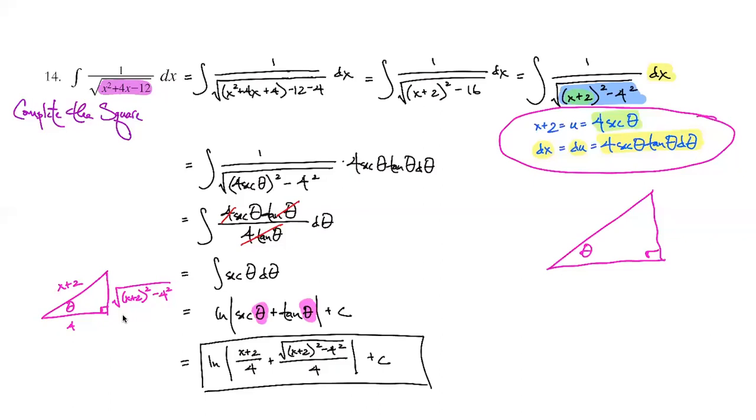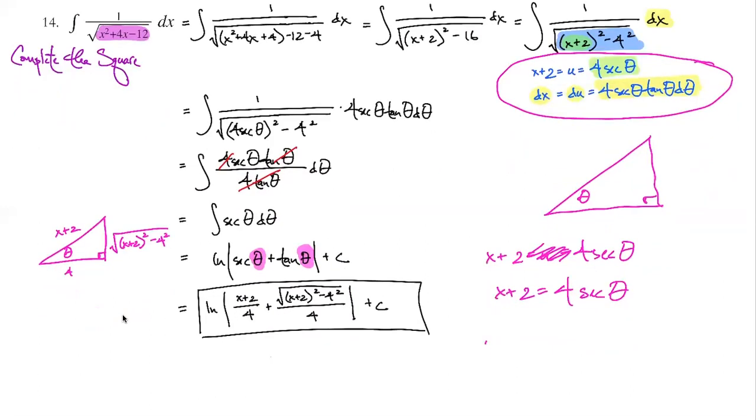Okay, but I'm going to take this first line where I have x plus 2 equals u equals 4 secant theta, and I'm going to get rid of that u. I want to just put everything in terms of x. So x plus 2 equals 4 secant theta, and that means that secant theta equals x plus 2 over 4. Algebraically, we're just moving the 4 to the other side, so we're isolating our trig function.